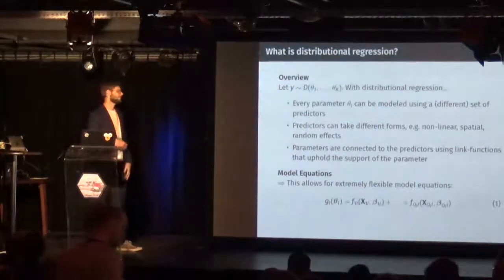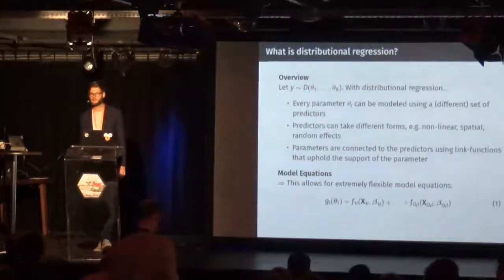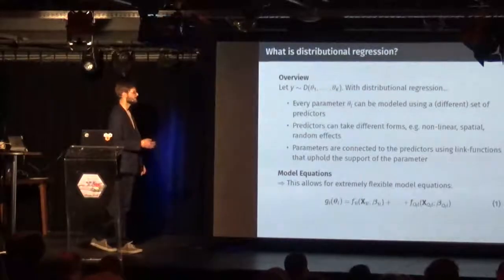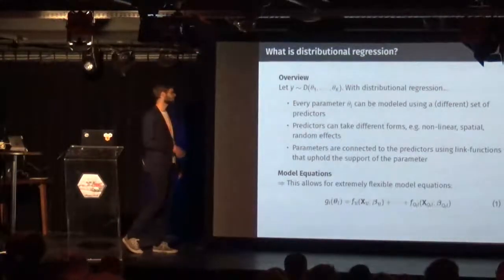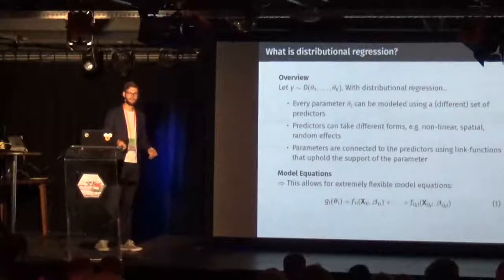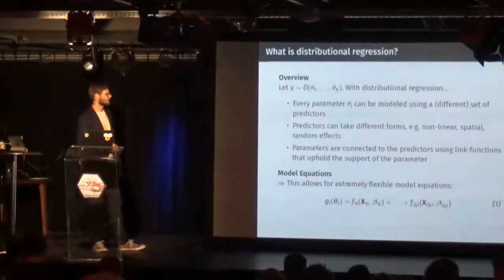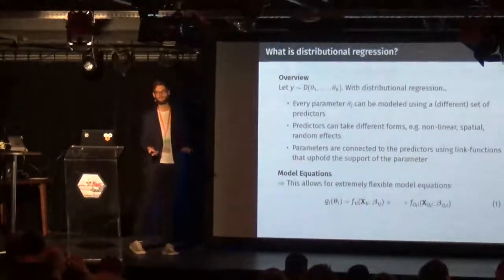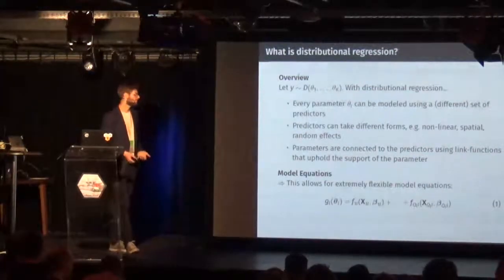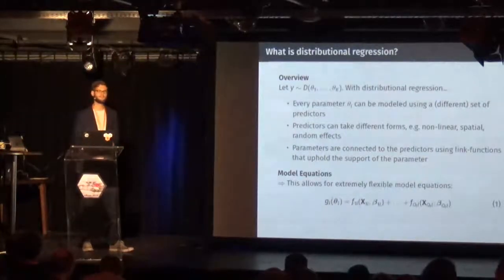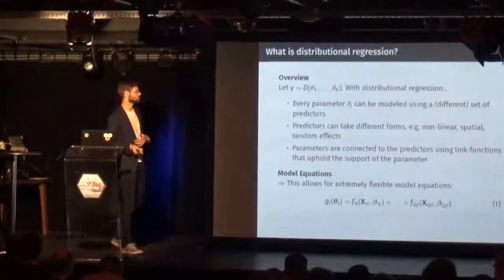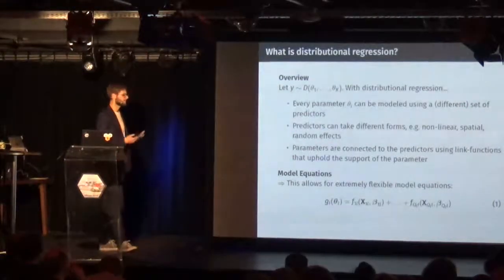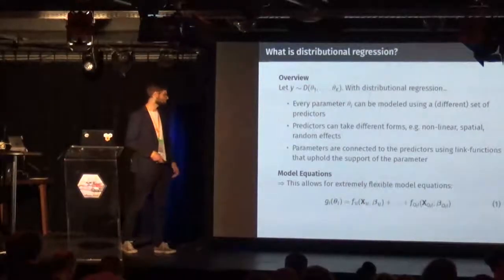Furthermore, we can use all the effects that you might know from the generalized additive models or from the GLM framework, which means that we can use different forms, like, say, nonlinear terms, spatial terms, random effects, or just general linear terms. And also those parameters are connected to the predictors using link functions that uphold the support of the parameter. Okay, so you might know this from GLM. For example, the logistic model uses the logistic link function to obtain parameter estimates for pi, and this works for all range of different parameters.